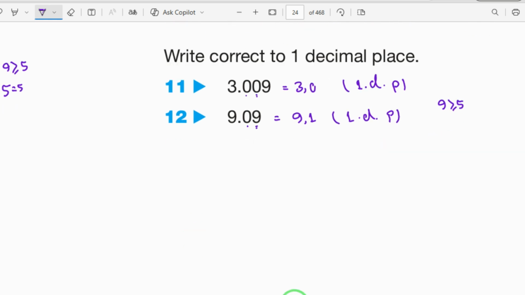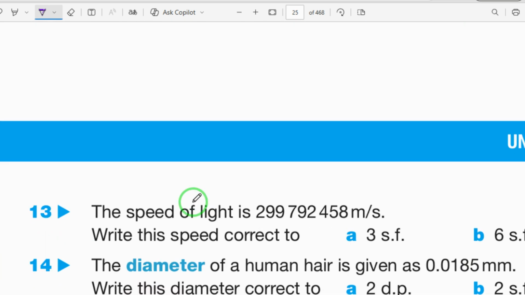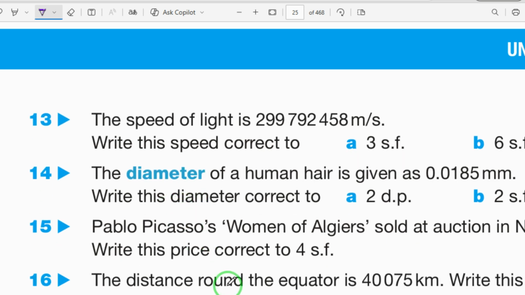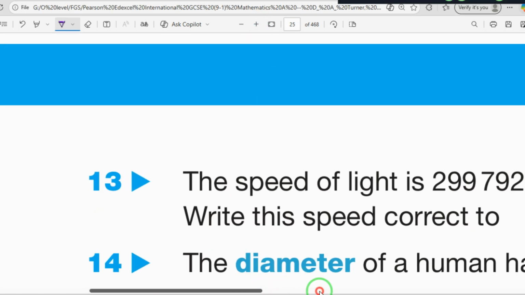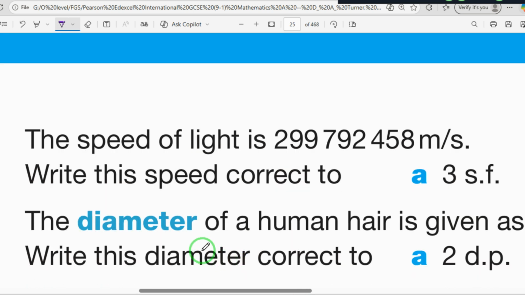Come to question number 13 here. Question number 13 said that the speed of light is actually 292,458 meters per second. Write this speed correct, part A, to 3 significant figures. So I write here part A.